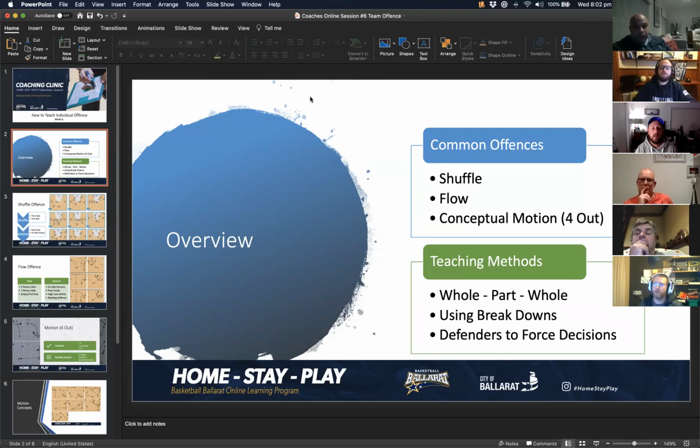So we're going to go through the shuffle, flow, and 4-out conceptual motion. And then I'll talk about the teaching methods. So how I try and teach all of our offenses is a whole-part-whole method. That's where I show everybody the basic concept of it 5 on 0, and then break it down into a bunch of little parts and then try and teach them how they all stack up together. And then we put it back into the whole at the end, and how we do that is using breakdowns. Part of the conceptual motion and the flow is how defenders are used to force decisions, and how you can use them in a 2v5, 2v3 situation to just build a bit of knowledge. So hopefully this works. We're going to start off with the shuffle offense.